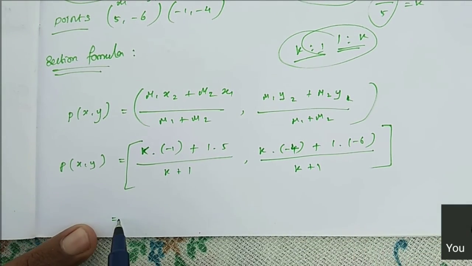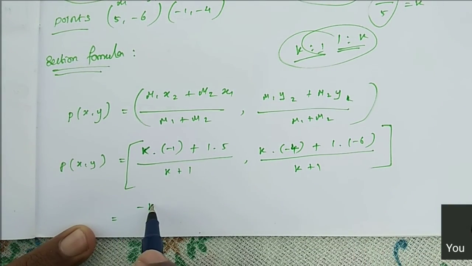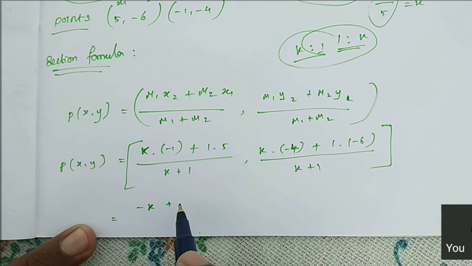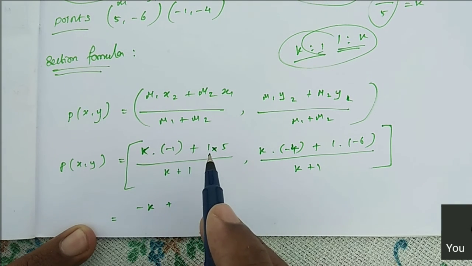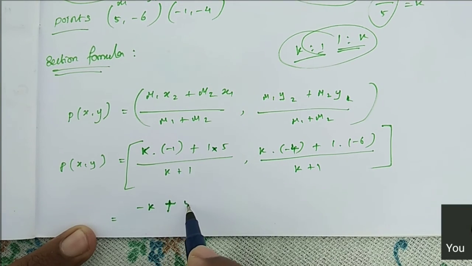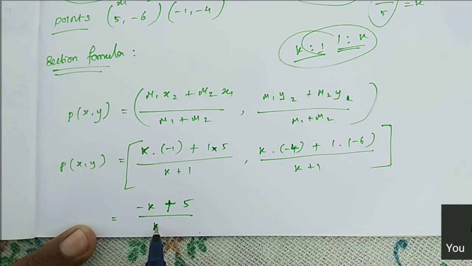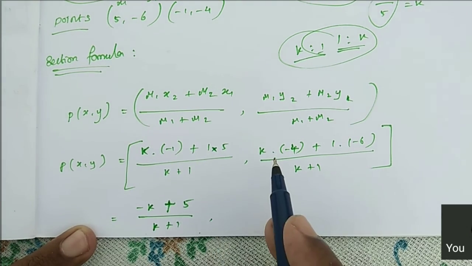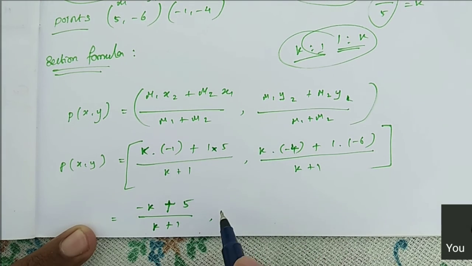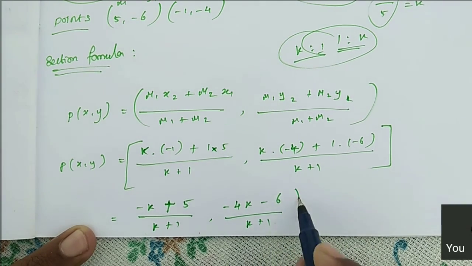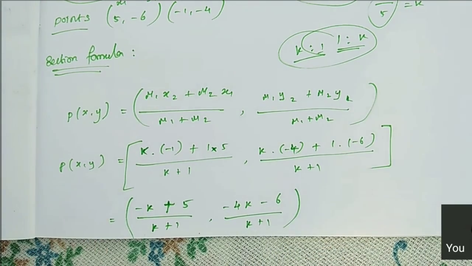Okay. Now we can write. So k into minus 1 minus k plus 1 into 5. The dot means into. 1 into 5, so 5 k plus 1 comma k into minus 4. So minus 4k minus 1 into 6 minus 6 divided by k plus 1. Are you clear? Any doubt?